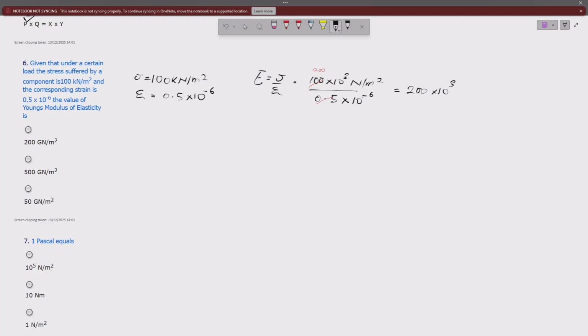We will bring the 10 to the power minus 6 up. So when you bring figures like that up, the power becomes positive, times 10 to the power 6. So we are going to get 200 times 10 to the power 9 Newton per meter squared, which is 200 giganewtons per meter squared.